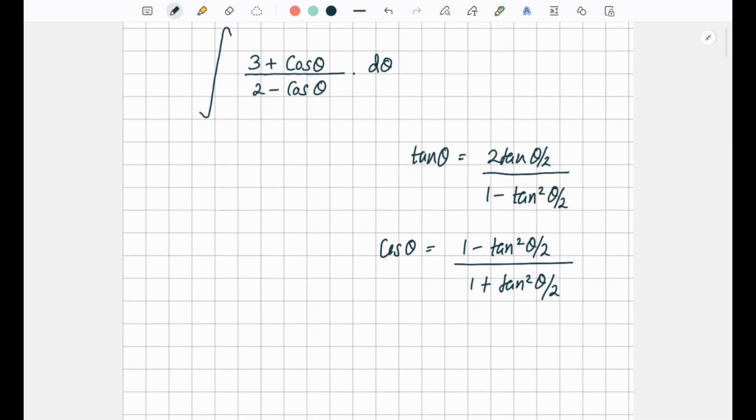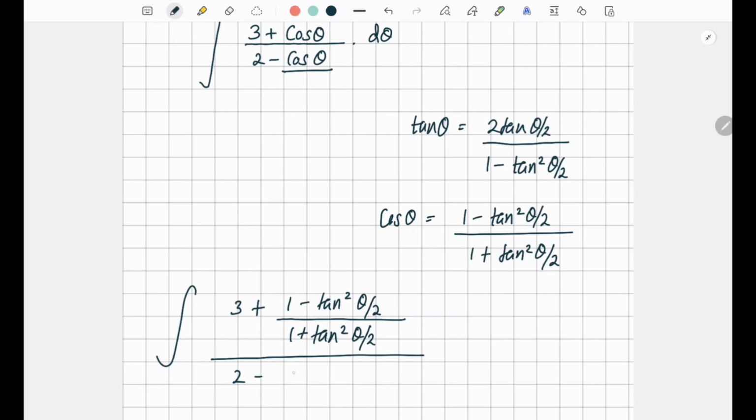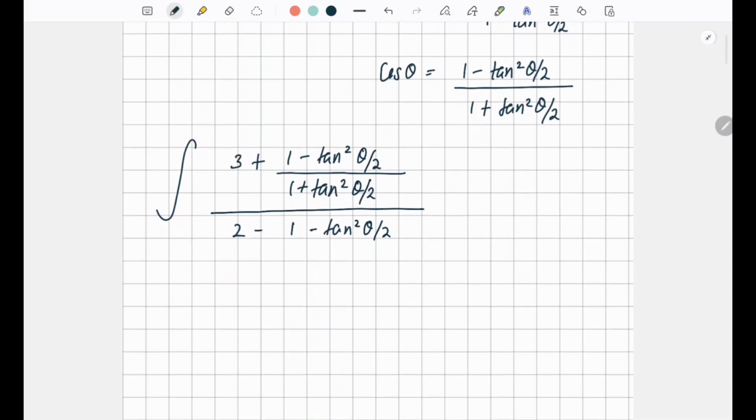So instead of using cos theta, we're going to use 1 minus tan squared theta over 2 over 1 plus tan squared theta over 2. So you go back into your integral, you write 3 plus 1 minus tan squared theta over 2 over 1 plus tan squared theta over 2, over 2 minus 1 minus tan squared theta over 2 over 1 plus tan squared theta over 2 dot d theta.